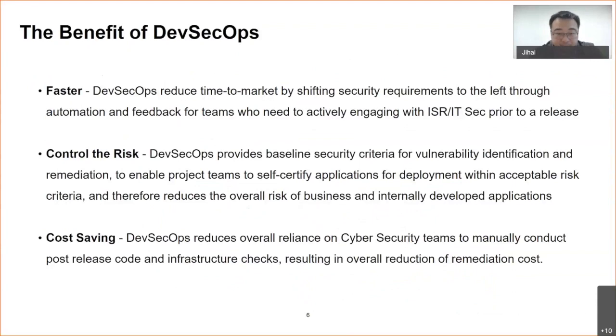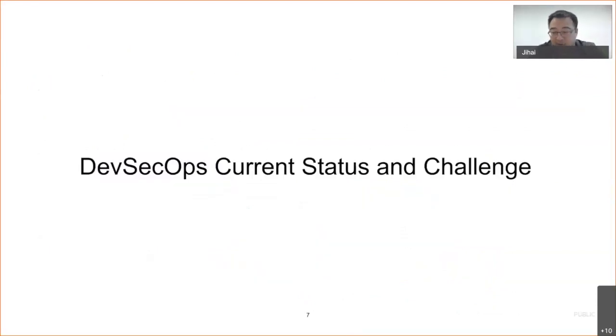Okay. So as the first part, we talked about some background on DevSecOps, like what DevSecOps is, why we need DevSecOps, and what the benefits are. The second part, I will show some current status of DevSecOps, and also, most importantly, the challenges to implement DevSecOps. The current status is from some DevSecOps community reports.